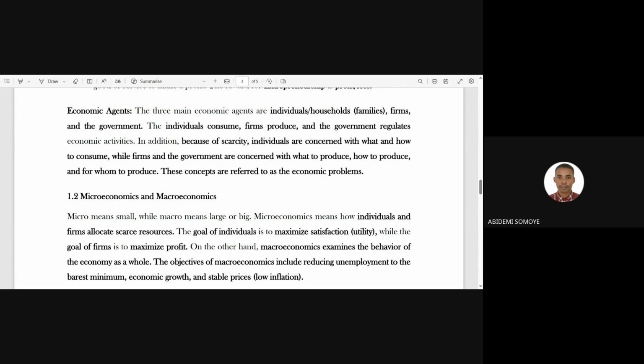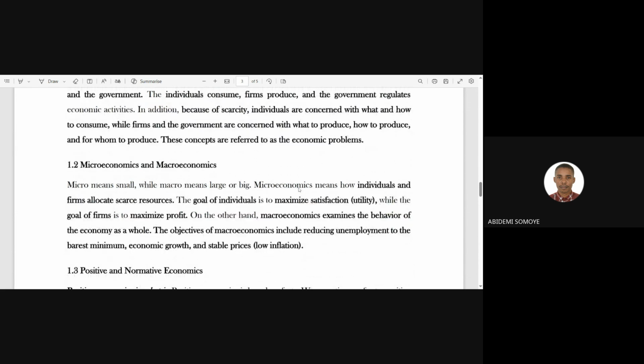I already mentioned the economic agents, okay? And I mentioned that without scarcity, we won't be discussing economics. The reason why we're discussing economics is because resources do not seem to be enough. And I mentioned that for individuals, we know that they maximize satisfaction. For firms, we know that they maximize profit. For government, we know their role is to provide a conducive environment in which those other elements are meant to operate.